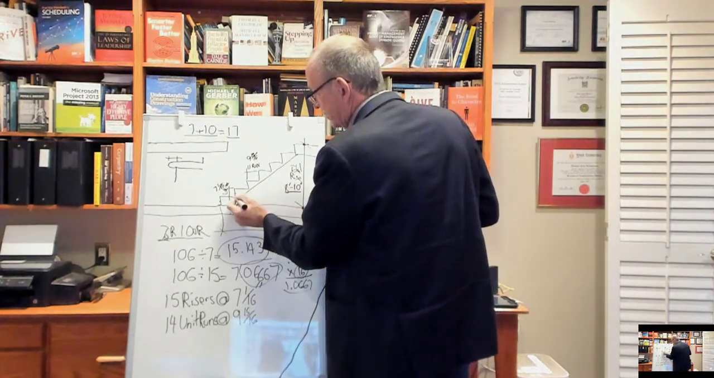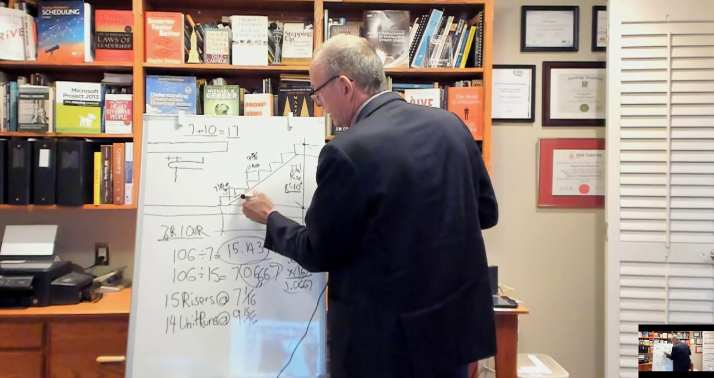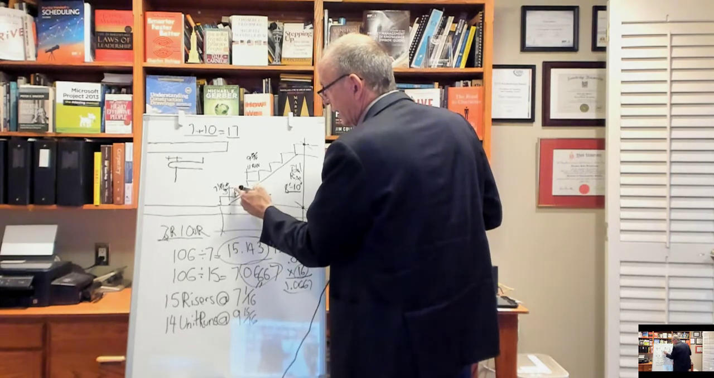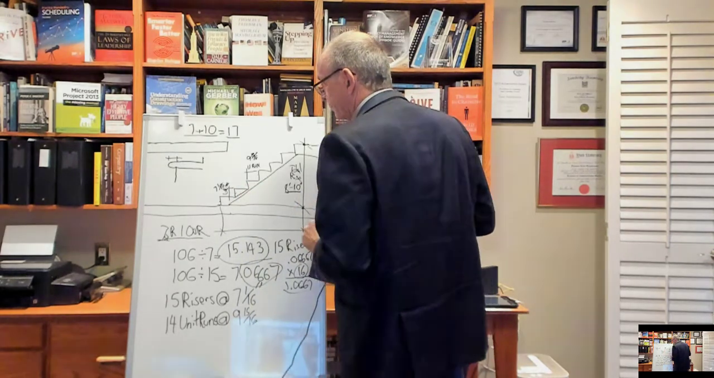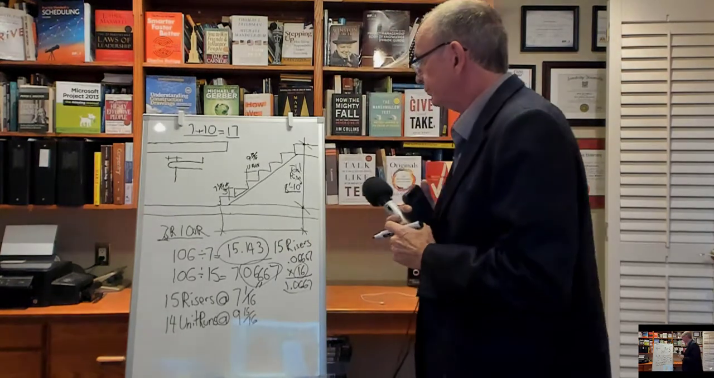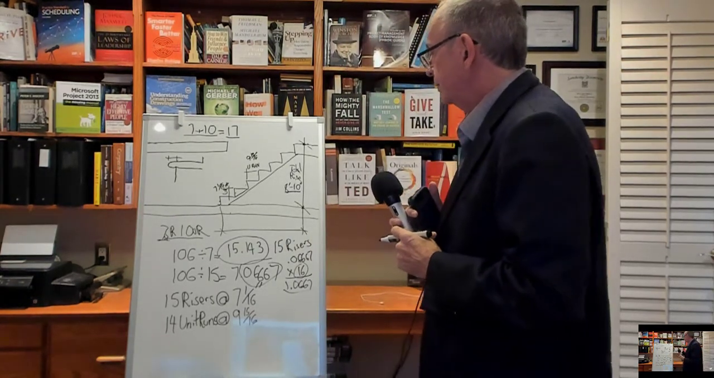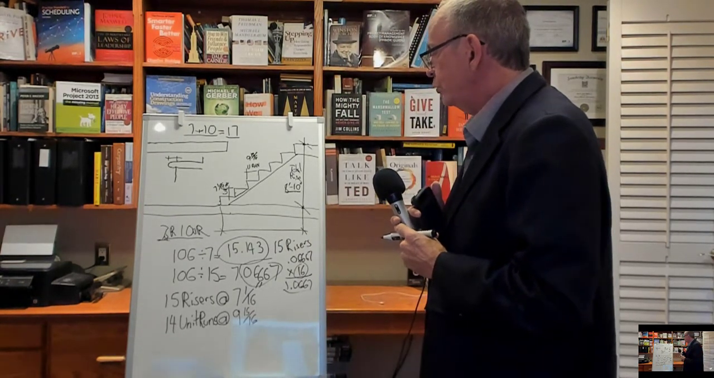So it's like I've almost got that little triangle there. So that's my rise, that's my run, unit run. Okay, so I've got those two figured out.